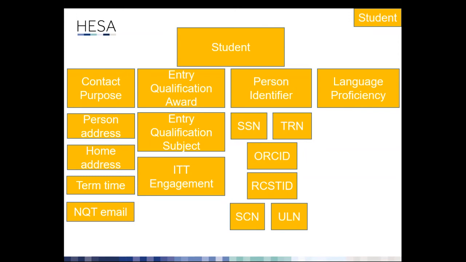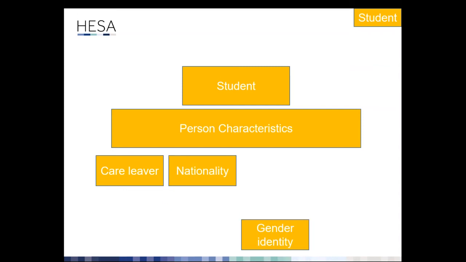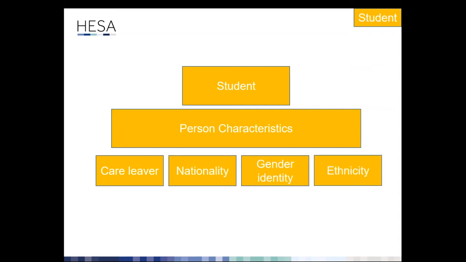Talk a bit now about personal characteristics. Again, these are all things that you've submitted to us before, so there's a few examples of the kind of things I'm talking about: ethnicity, nationality. You've got various other personal characteristics you have to submit about your students. These have been separated out into a different entity for each characteristic.